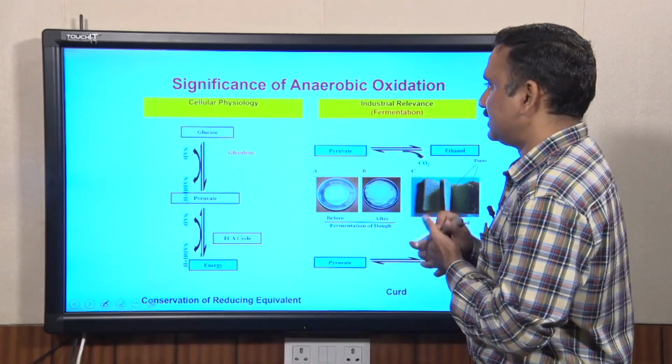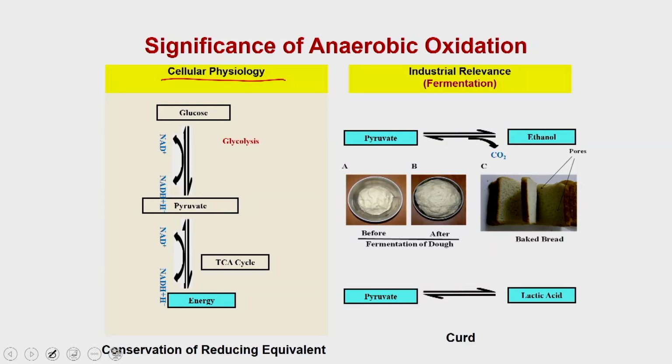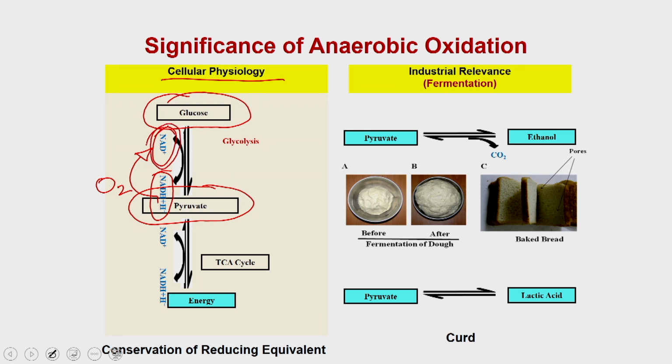So, what is the significance of this? For cellular physiology, in the anaerobic oxidation, when the glucose is being utilized, it produces the pyruvate, and in this process it converts NAD plus to NADH. This NADH will be converted back into NAD plus only if the oxygen is present. But since the oxygen is not present, there will be no NAD plus in the cell. If all the NAD plus gets converted into NADH, only the NADH is going to be present, but there will be no NAD plus present.